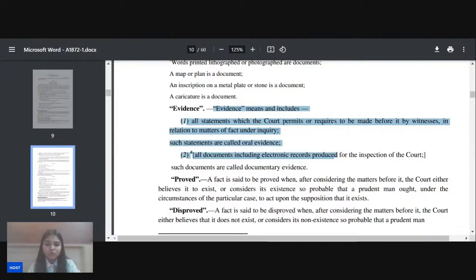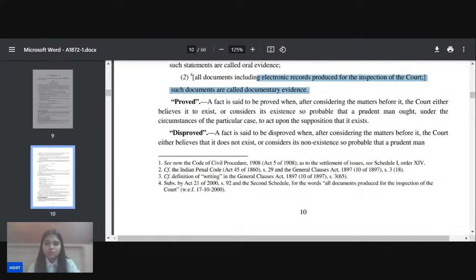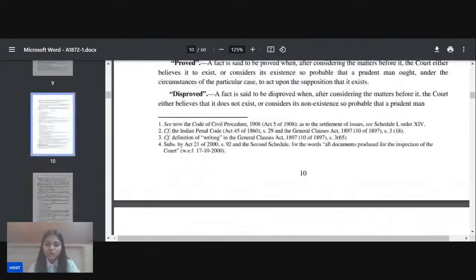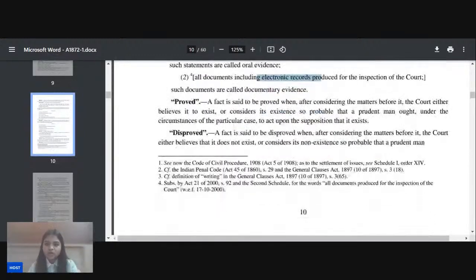Now, here, according to the Indian Evidence Act, it is oral evidence and documentary evidence. Okay. Now, documentary evidence includes electronic records also. Remember this. It also includes electronic records. Proved, disproved, and not proved. Again, important. Now, what fact is said to be proved? What facts are said to be proved?